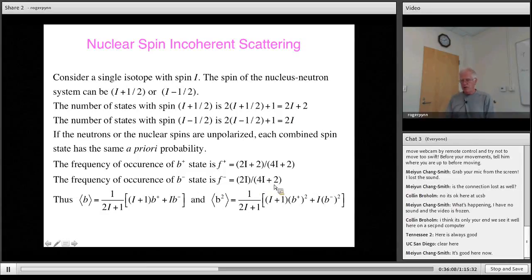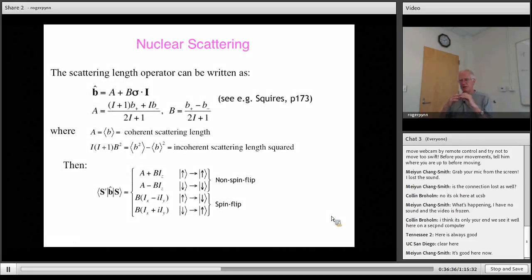You can then work out, of course, just what the average value of B is. It's this frequency of the plus state times B plus, plus the frequency of the minus state times B minus, and if you just do the arithmetic there, you'll find that it comes out to be this value. Similarly, the average value of B squared comes out to have this value.